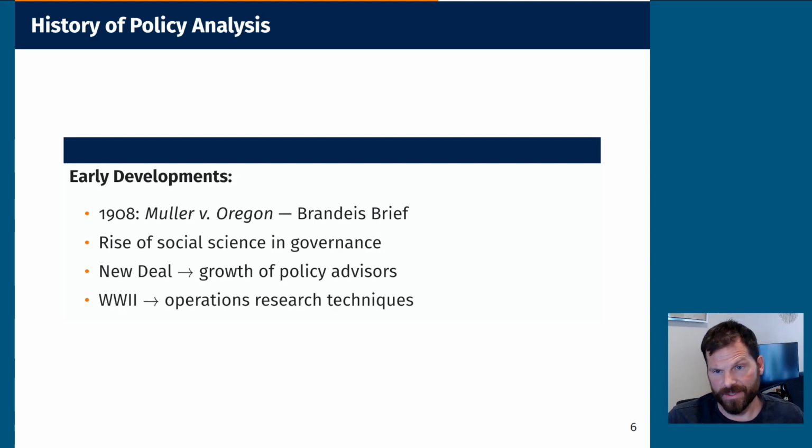So, history of policy analysis. We first begin to use this kind of science or evidence to discuss public policies in an early court case in Oregon in 1908, in something that has become known as the Brandeis Brief. This was the first time social science evidence was presented in court to argue on behalf of the plaintiff here. From that point on, and from the second industrial age, social science in governance has continually increased.